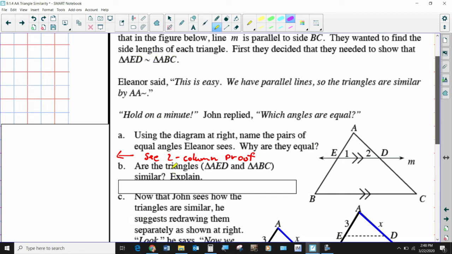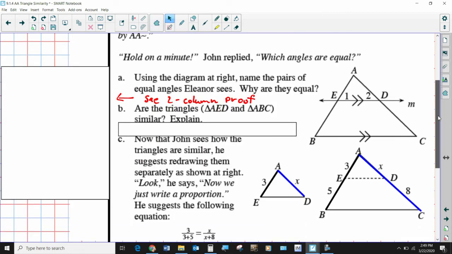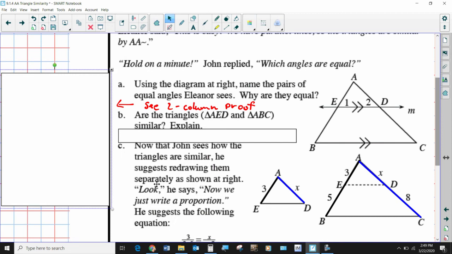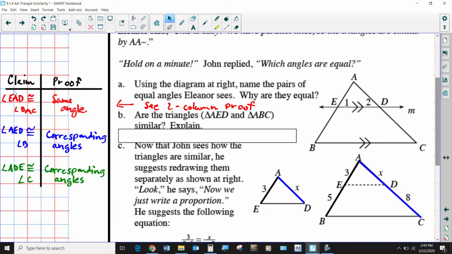So how can we do that? Well, directions say use the diagram at the right to name the pairs of equal angles that Eleanor sees, and then why they're equal. Well, I'm going to use something that's called a two-column proof. And the two-column proof looks like this. On the left, we're going to make our claim, and then we're going to prove it to be true.